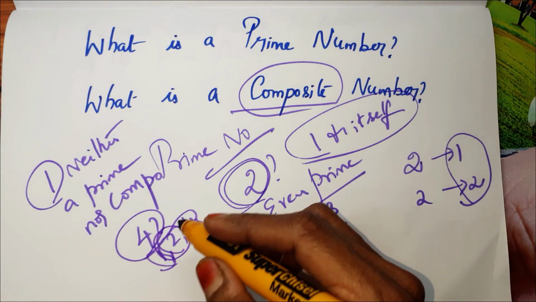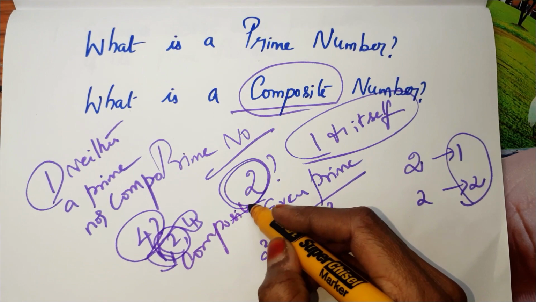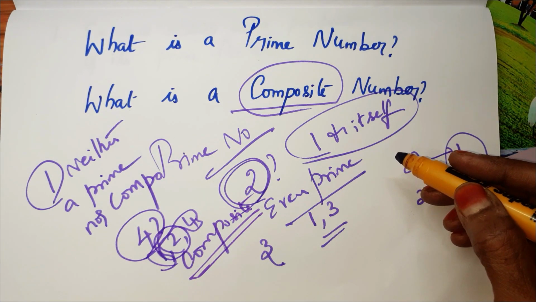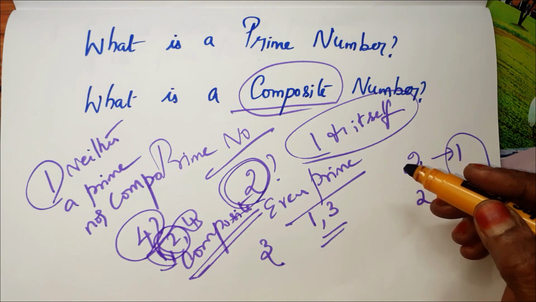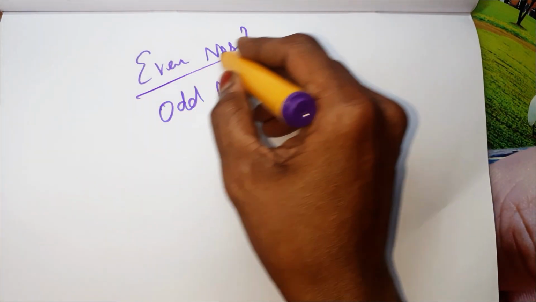So it is not a prime number, it is a composite number. So from here only the composite numbers start. Is it clear about prime numbers and composite numbers? Do you know what is an even number and an odd number?